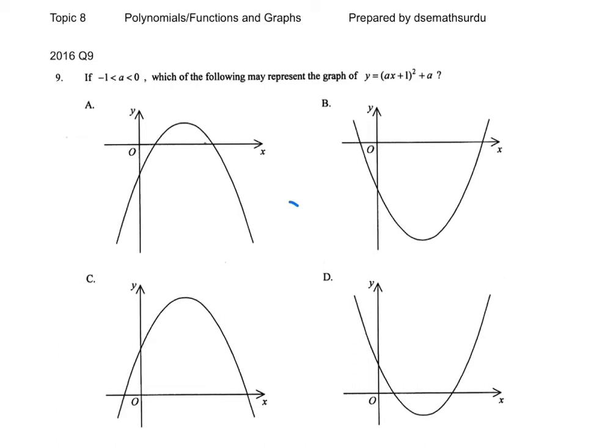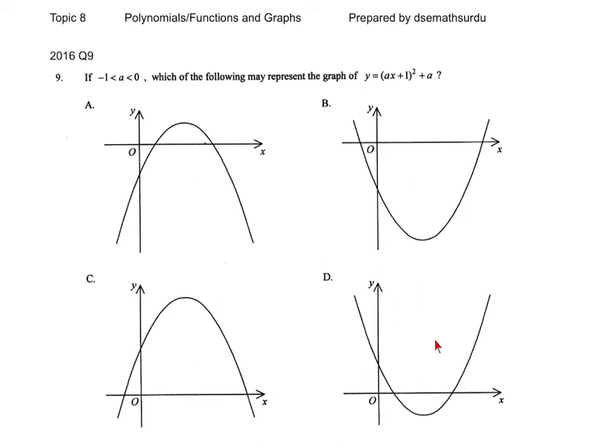And then we also have the equation for the graph, which is y equals (ax + 1) squared plus a. Yes, because we have a square here, and then we have to find the graph. So do you know how to do it? I guess some of you might.